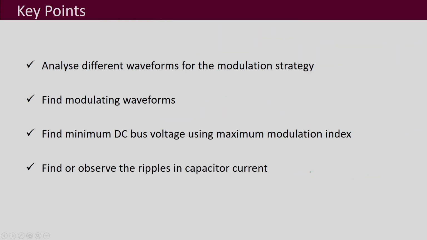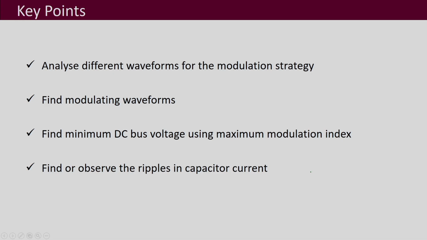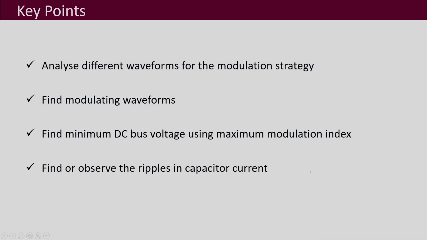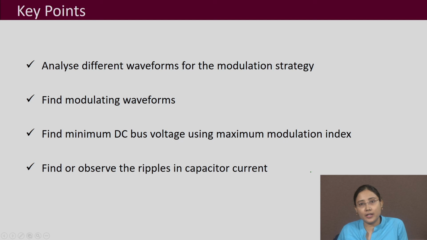The key points of this lecture are the same as the key points in bipolar PWM. You have to analyze different waveforms for any modulation strategy. Whichever modulation strategy you pick, you find out the modulating waveforms, because you have to get the reference to obtain your output. Then you find out the minimum DC bus voltage required using the maximum modulation index, and you also observe the ripples in the capacitor current, which will help you in choosing the capacitor when you design the converter.